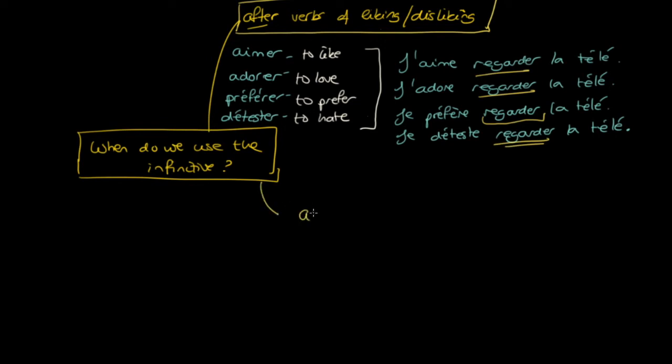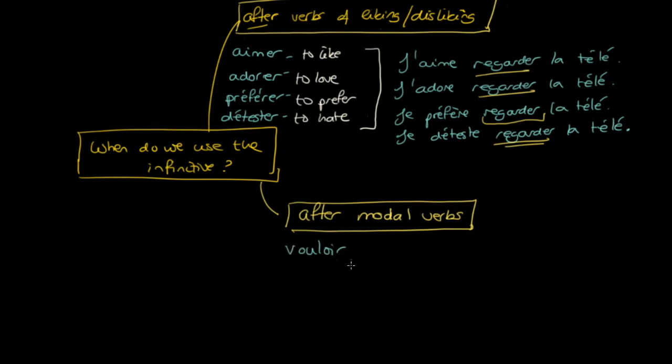The other one is after modal verbs. I'm only briefly going to go over these because there will be a whole tutorial about modal verbs in French, but I'm just going to highlight them to you. So modal verbs are those that sort of show permission, obligation, likelihood, ability. In other words, they're these ones here that we need to know. Vouloir, pouvoir, devoir, notice how they all end in voir, and savoir.